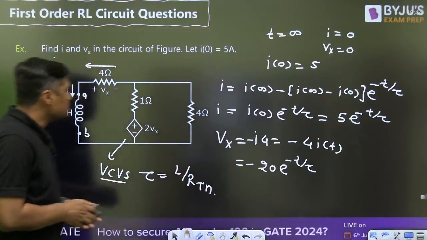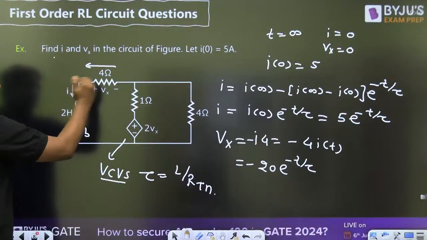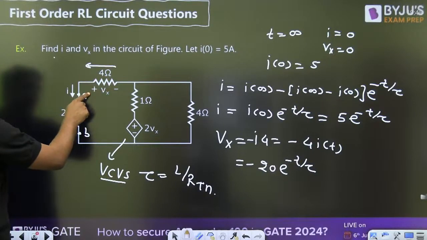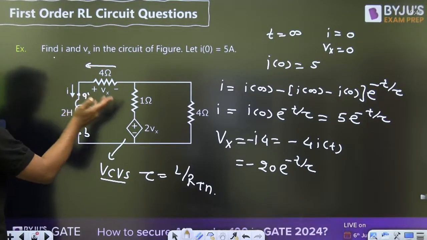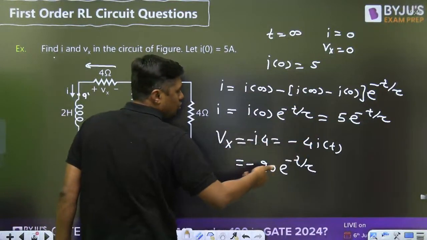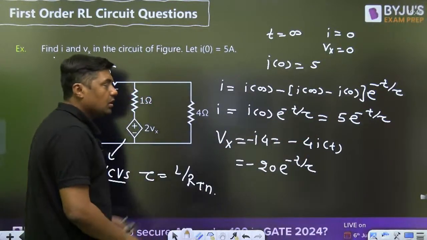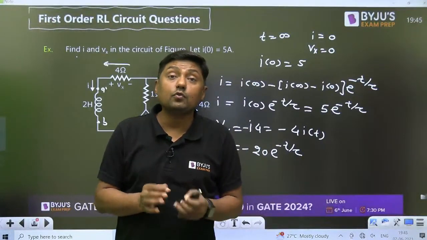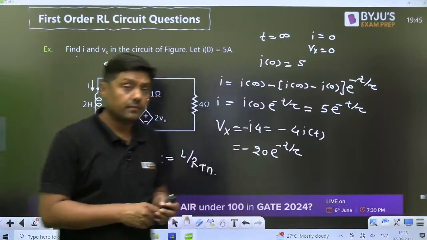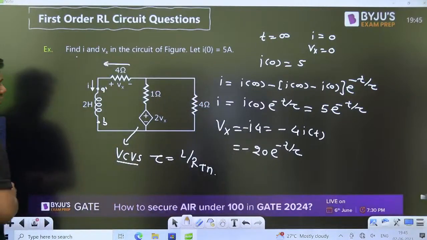What is the Vx? Current is moving in this direction from negative to positive. So according to the KVL, that will become negative value minus Vx. What is the Vx is equal to minus 4 times of I. What is the I? 5. 5 into 4, 20 e raised to power minus t by tau. So you have the equation for I, you have the equation for Vx, but you have to find what? Tau, time constant.